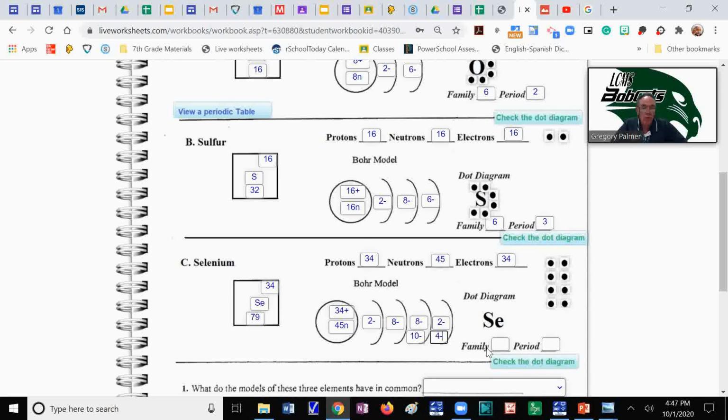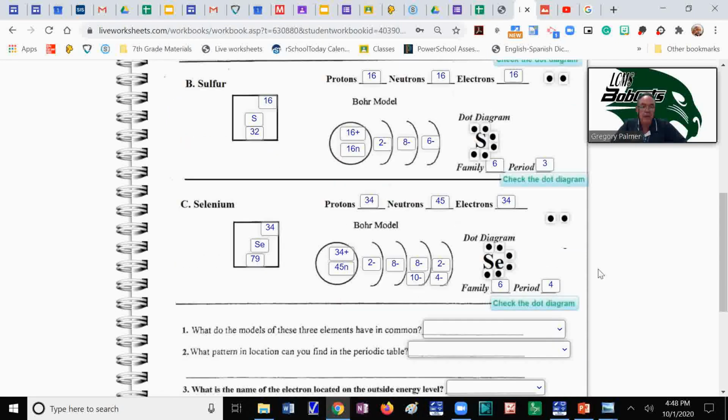Now we have 2 plus 4 is 6 valence electrons. This should be family 6. We have 1, 2, 3, 4 energy levels. So we'll put down period 4. Now let's go ahead and put the dots on the dot diagram. So it should have 6 dots to represent those 6 valence electrons. Okay, and this looks like it's done.